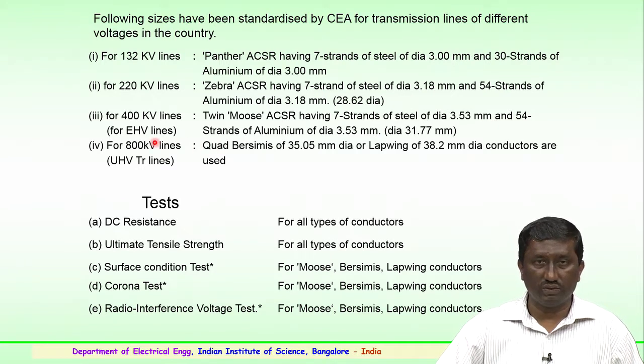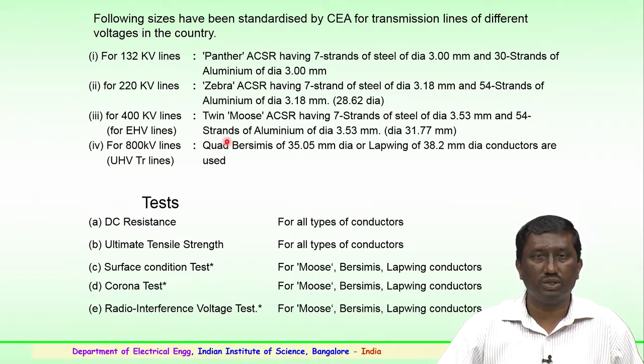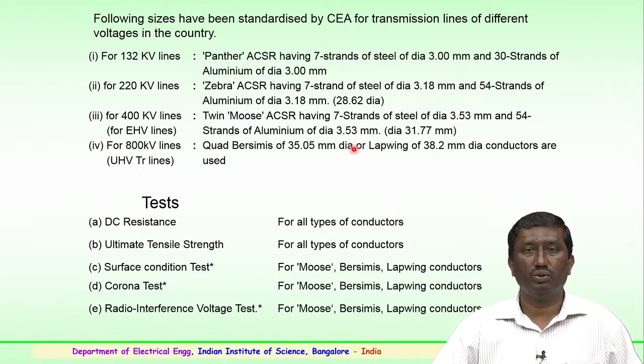For 400 kV, that is for the extra high voltage transmission system, normally a Twin Moose is used; Twin Moose is the name of the conductor. Twin means 2 bundle conductors, 2 conductors of aluminum conductor steel reinforced type, having 7 strands of steel of dia 3.53 mm and 54 strands of aluminum of dia 3.53 mm. So, the overall dia of the Moose conductor is 31.77 mm.